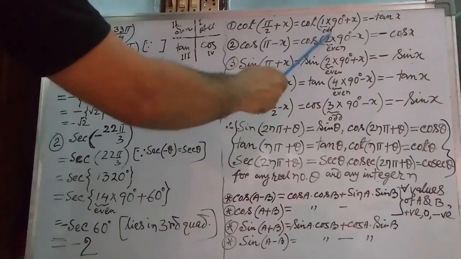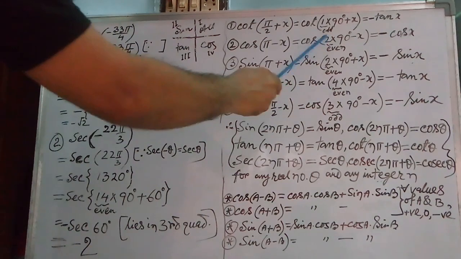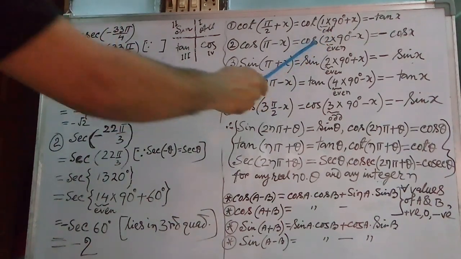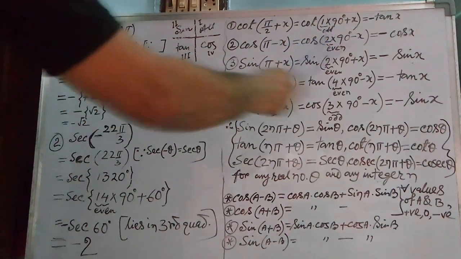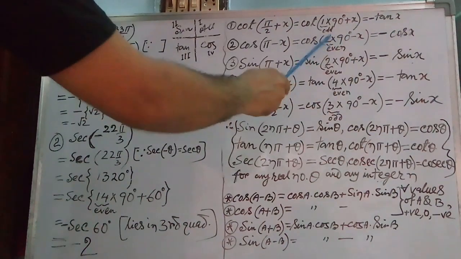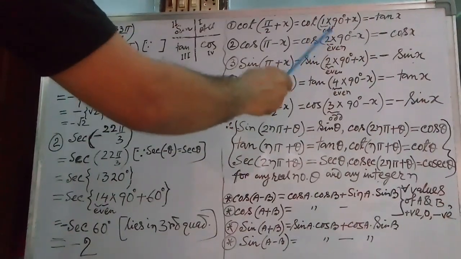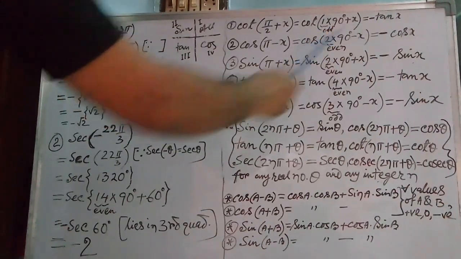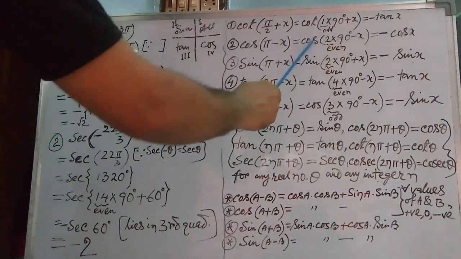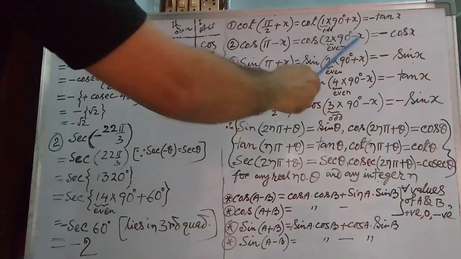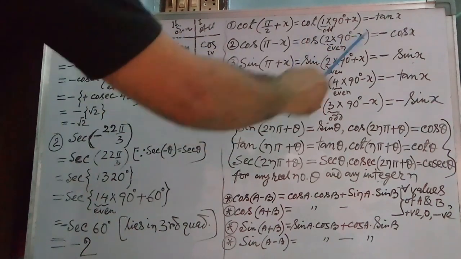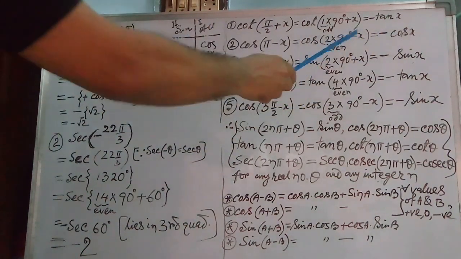If it is 3 or 5, an odd number, then you will write sine here. If it is even, 2, 4, 6, then cos will be written as cos. It will not be changed. Here cos of 2 into 90 minus x, so cos x. Now you have to see the sign.